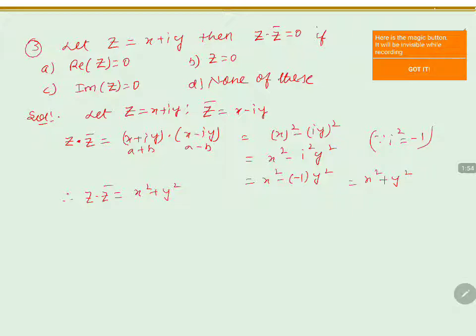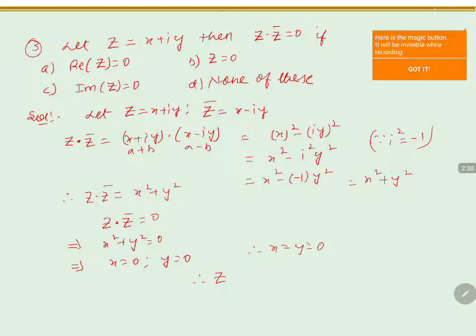Now in the problem they gave z times z bar is equal to 0. Just now we calculated the value of z times z bar, that is x square plus y square is equal to 0. So we can write x is equal to 0 as well as y is equal to 0, because x square is a square term and y square is also a square term. The least value for a square term is 0. So both of them are equal to 0.